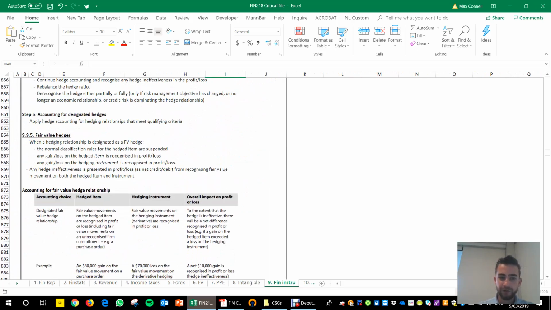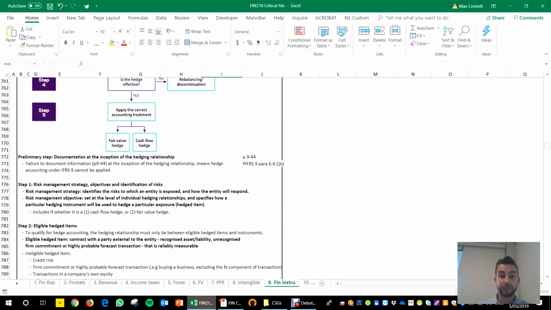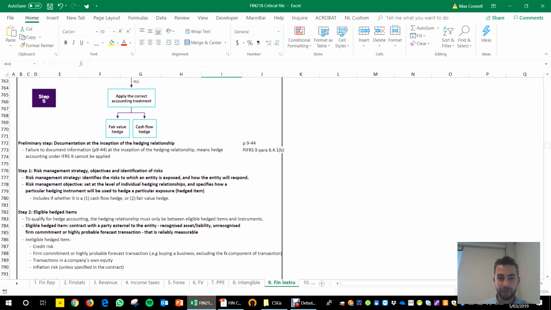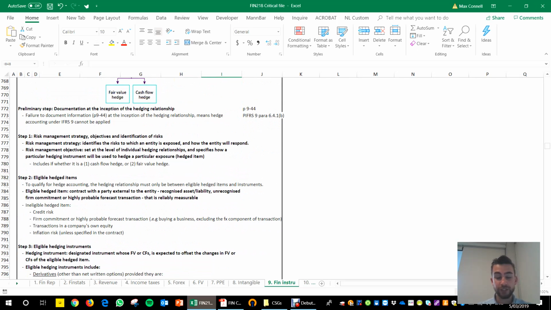Okay, so let's talk about fair value hedges. So we can now apply one of these two methods, fair value or cash flow hedge. And generally you should know which one it is by now. Again, fair value is a hedge protection mechanism against a change in fair value of an asset, and cash flow is protection against the consistency of your cash flows.